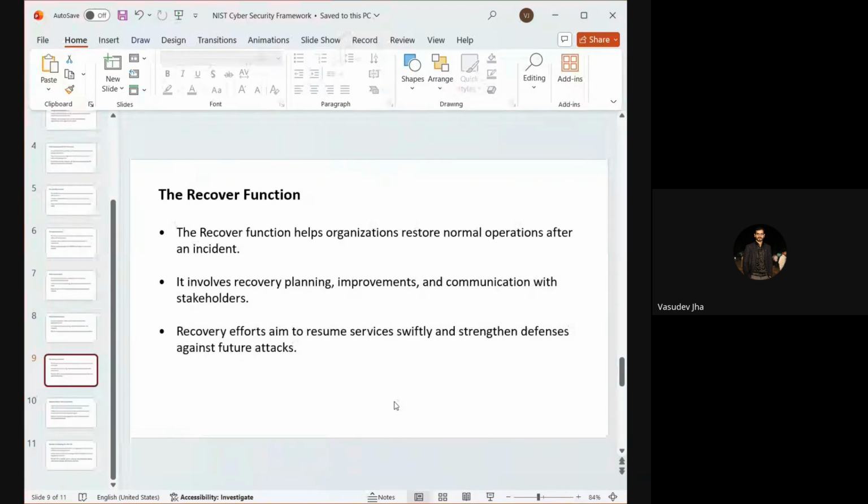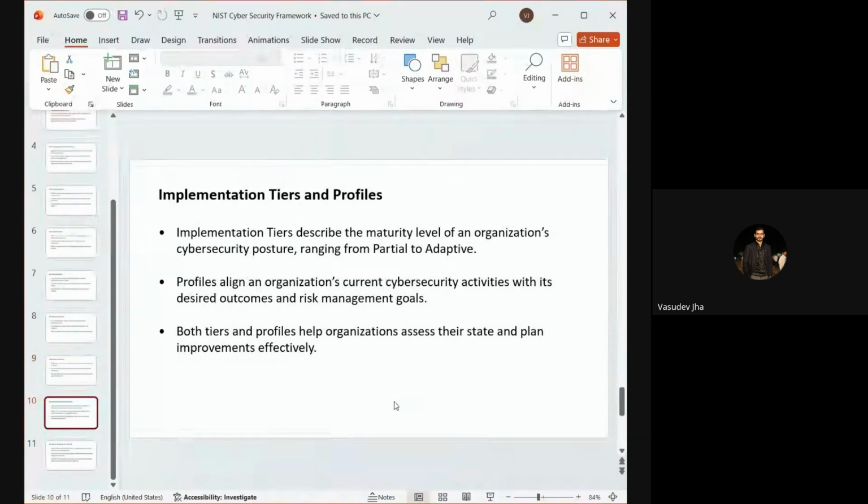Then we have the last one, the recover function. The recover function helps organizations restore normal operations after an incident. It involves recovery planning, improvements, and communication with stakeholders. Efforts aim to resume service swiftly and strengthen defense against further attacks.